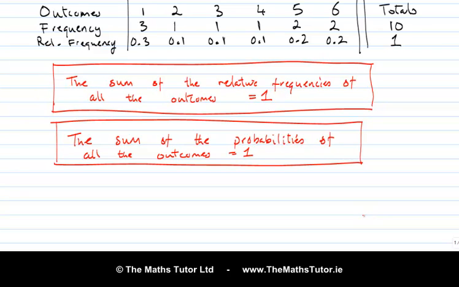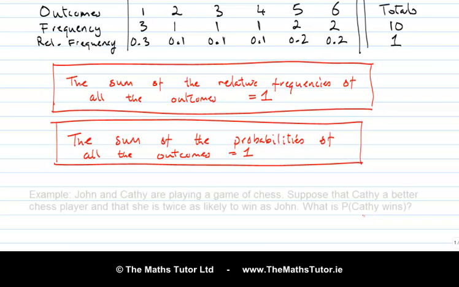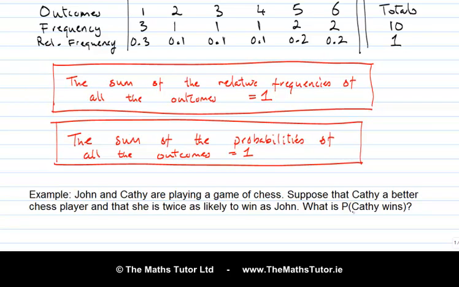Let's use this concept to solve a problem. Suppose that John and Kathy are playing a game of chess, and suppose that we know that Kathy is a better chess player and that she's twice as likely to win as John. The question is, what is the probability that Kathy wins? The shorthand here, P of Kathy wins, stands for the probability of the event that Kathy wins. So we want to find out that probability.